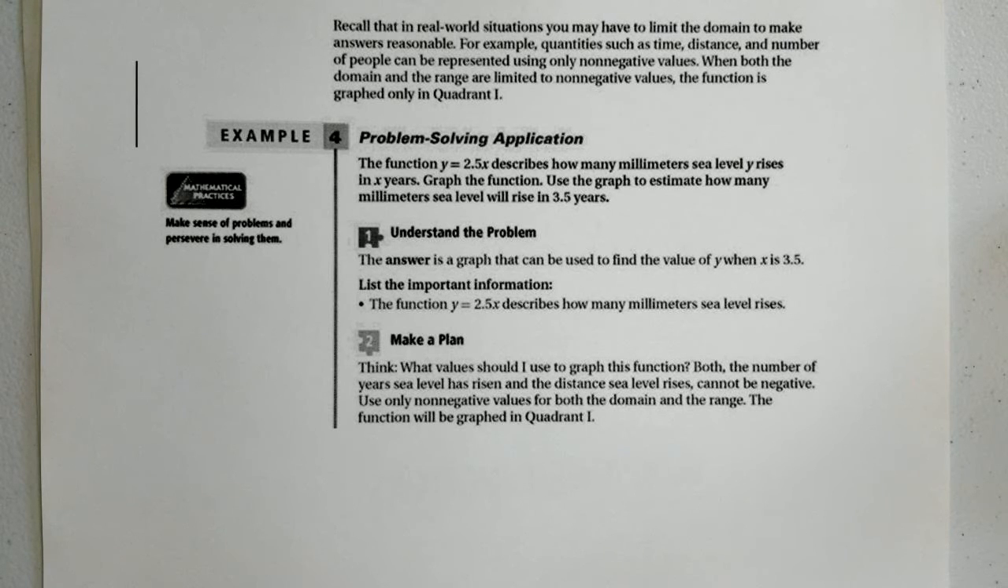So first, you should make a plan. Think about what values you should use to graph this function. Both the number of years sea level has risen and the distance sea level rises cannot be negative. So you would start with 0 and then use some positive numbers. So use only non-negative values for both the domain and range. And this function will only be graphed in quadrant 1.